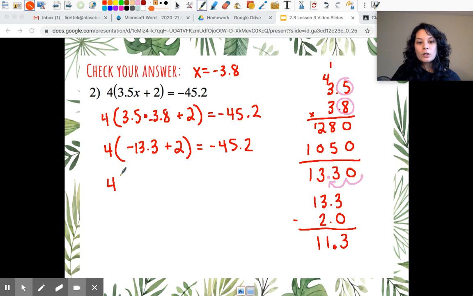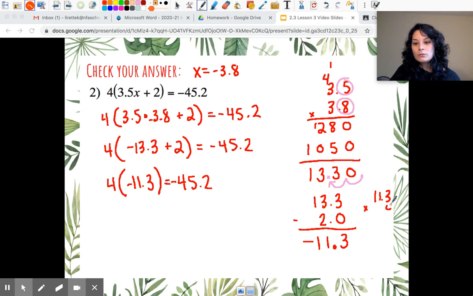So this is 4 parentheses. This has to be a negative 11.3 because the larger number was negative. Oops, dropped my negative sign by accident. And the last thing I need to do is multiply this 11.3 with the 4. So I'm going to do that off to the side here.